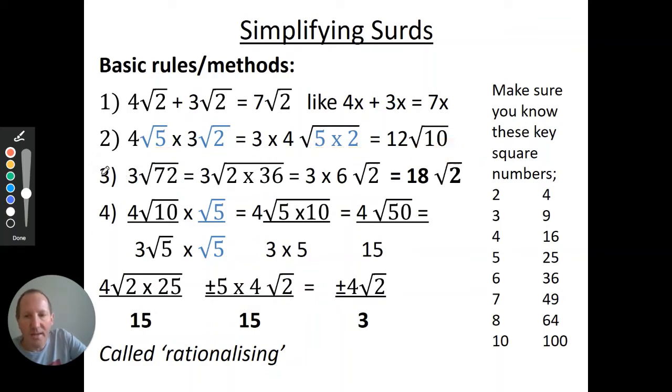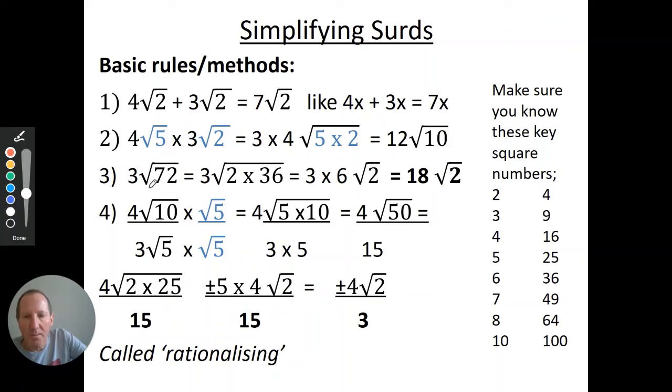Okay, now we're going to need to know our square numbers. These ones here, it's vital you know these. 9 would also be a good one to know. 9 nines being 81.